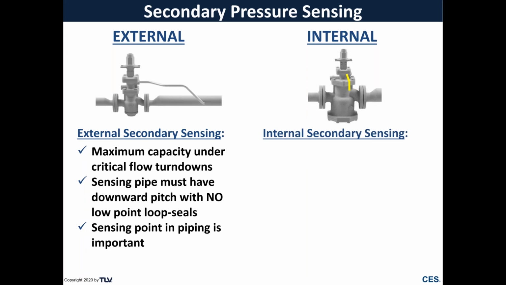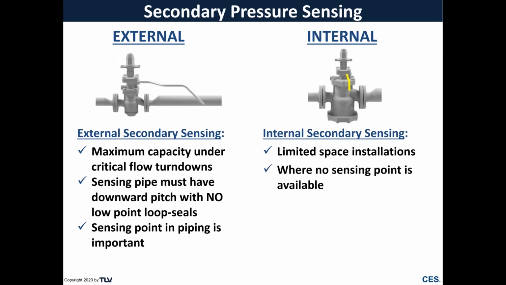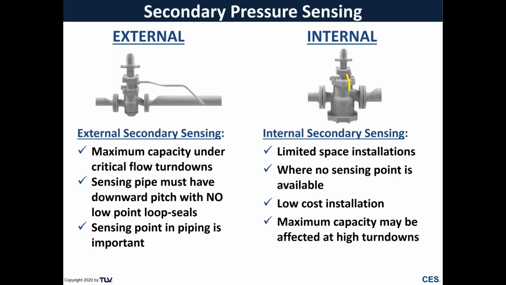By contrast, internal sensing is preferred for installations with limited space between the PRV outlet and downstream equipment, or where no sensing point is available downstream of the PRV. Additionally, use of internally sensed PRVs lowers the overall installation cost. However, the maximum capacity of the valve may be somewhat reduced at high turndowns. For the COSPECT series, an internal conversion is required to ready the valve for internal sensing.